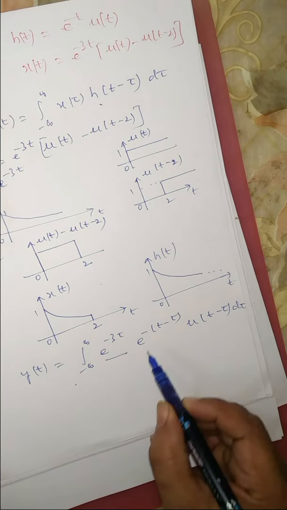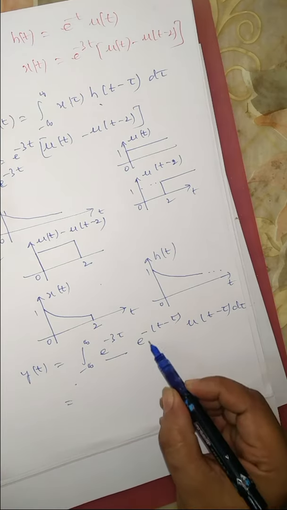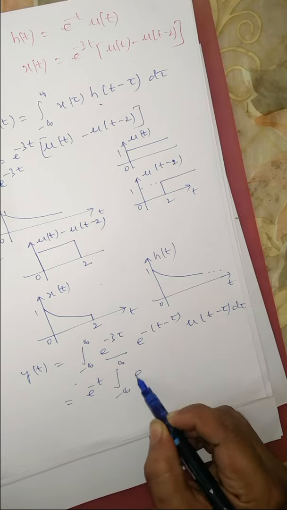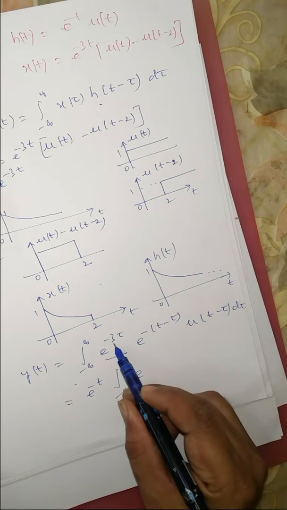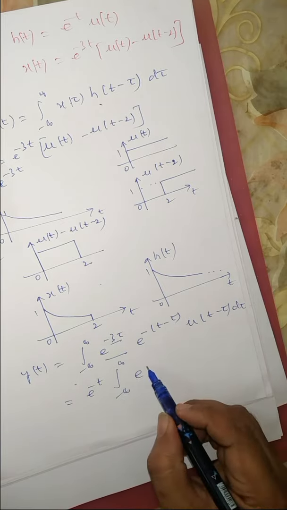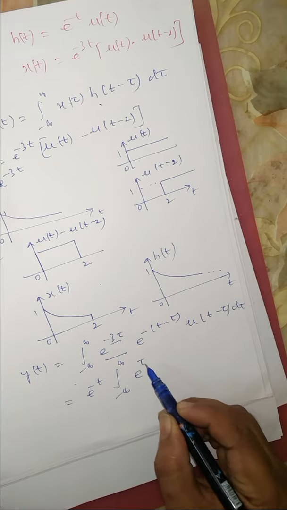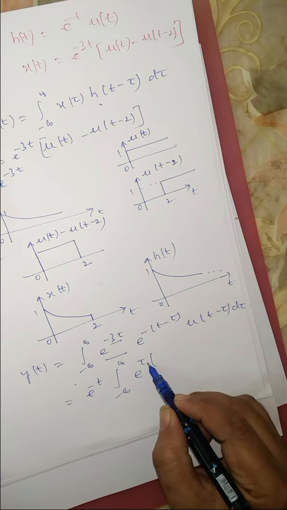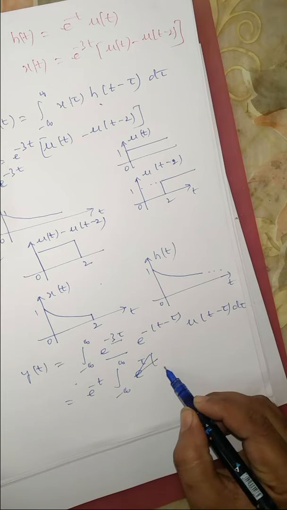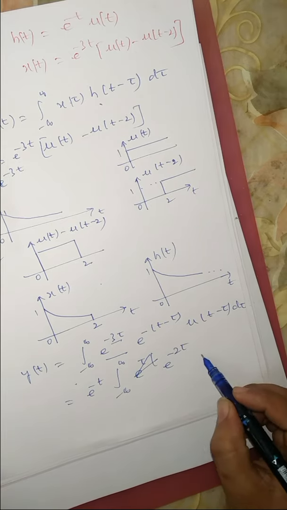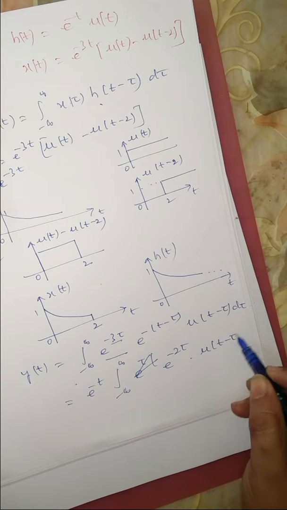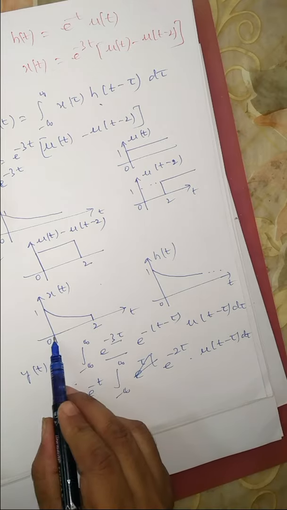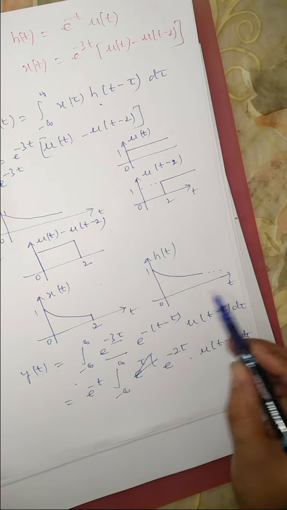From this you can write e to the power of minus t is outside, the integral from minus infinity to plus infinity of e to the power of minus 3 tau, tau is common. Sorry, you can write e to the power of minus 2 tau into u of t minus tau into d tau. First signal exists from 0 to 2, whereas second signal exists from 0 to infinity.